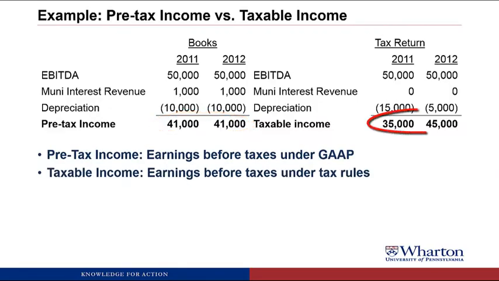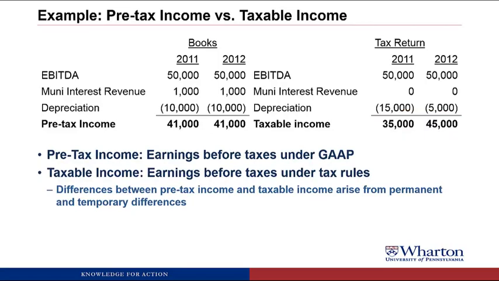On our tax return, we calculate something called taxable income. These are earnings before taxes under tax rules. And you can see the numbers are different, $35,000 in 2011, $45,000 in 2012, because on the tax return, we didn't have the municipal bond interest revenue, and of course the depreciation was different. So what that means is the differences between pre-tax income on the books and taxable income on our tax return arise from both these permanent differences, like muni interest revenue, and these temporary differences, like depreciation.